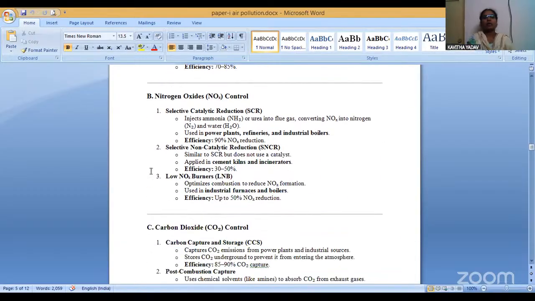Okay, then coming to the next one, nitrogen oxides control. How to control nitrogen oxides? Selective catalytic reduction, SCR. It injects ammonia, NH3, or urea into the flue gas, converting the nitrogen oxides into N2 and water.